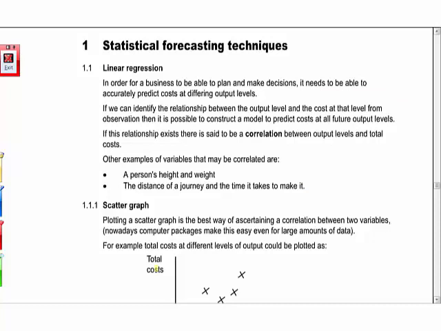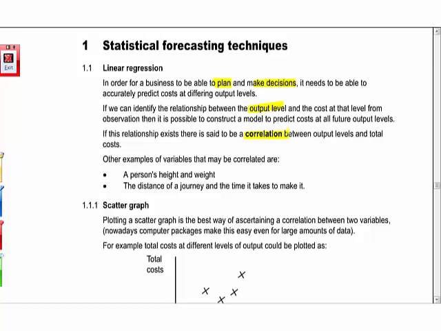Let's start off by thinking about why it's important for businesses to be able to predict costs at different levels. Well, if they're going to plan and make decisions, they need to know what the likely costs are if they make a certain number of units. Therefore, if we can identify the relationship, so work out how much it's expected to cost us at a given output level, then we can use it to try and use some what-if analysis and think about whether or not it's a good idea to increase production levels. If there is a relationship, then we say there's correlation. So that's a bit of terminology there.